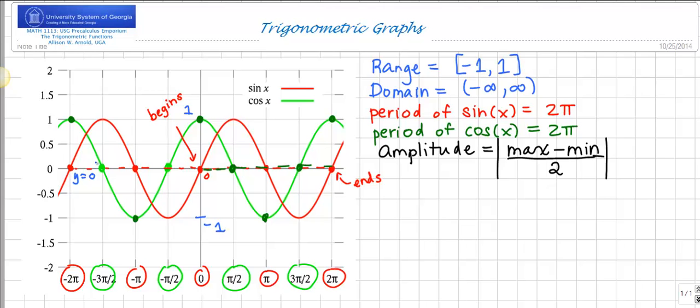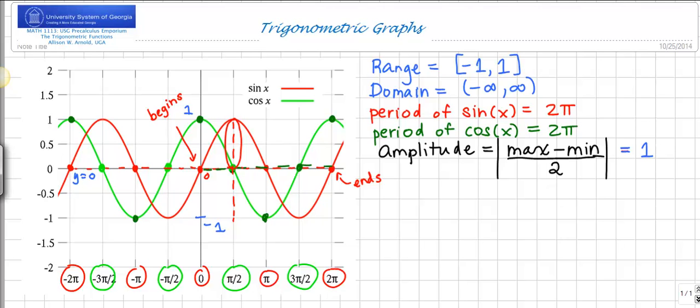Okay, but the total height of each graph, whichever one you want to pick, from bottom to top, is 2 full units. Amplitude is what we refer to as half of that height. Okay, so the amplitude for sine or cosine is actually a value of 1 unit for the standard basic graphs. Okay, but if you're ever in doubt, just use the simple formula max minus min over 2.